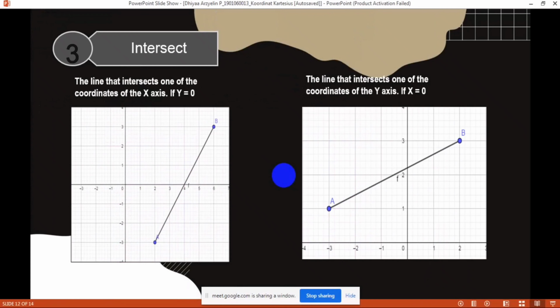Number 3 is intersect. The left picture, the line that intersects one of the coordinates of the x-axis if y equation 0. The right picture, the line that intersects one of the coordinates of the y-axis if x equation 0.